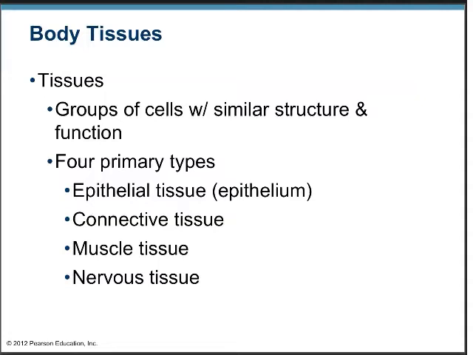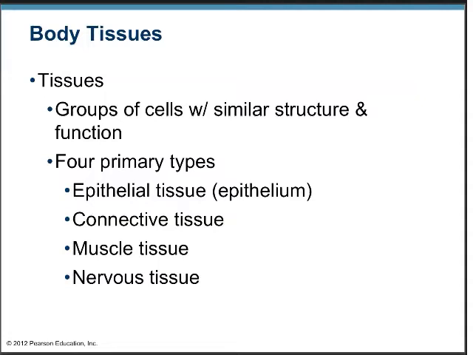And the next leap then was the idea that these loose associations of cells became so dependent on each other that they couldn't live without each other, and they formed the first tissues, which are groups of cells with a similar structure and function. There's four primary types of tissues that we see in living systems. The types that we're going to touch on in our study of the human body include epithelial tissue, connective tissue, muscle tissue, and nervous tissue.